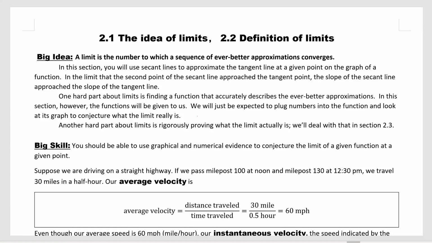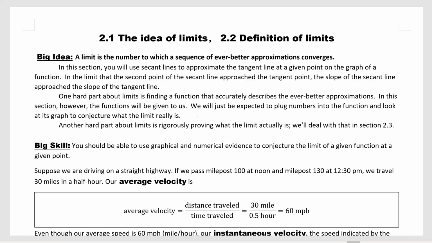Hi everyone. Today let's talk about session 2.1, the idea of limits, and session 2.2, definition of limits. Big idea: a limit is the number to which a sequence of ever better approximations converges. In this session, you will use a secant line to approximate the tangent line at a given point on the graph of a function. In the limit, as the secant points approach the tangent point, the slope of the secant line approaches the slope of the tangent line.